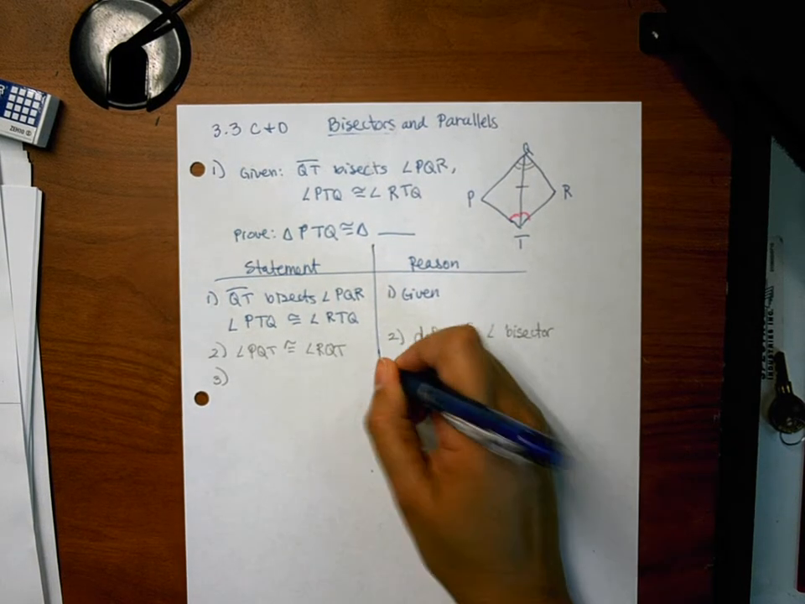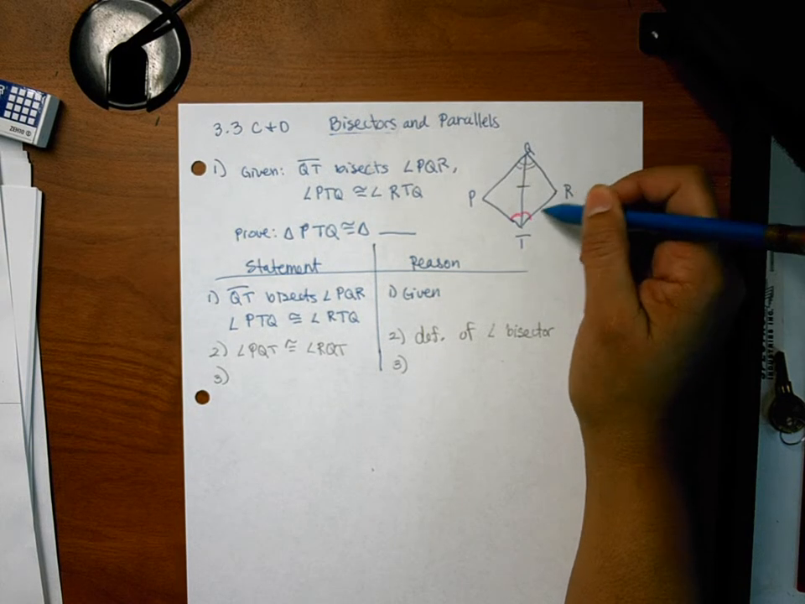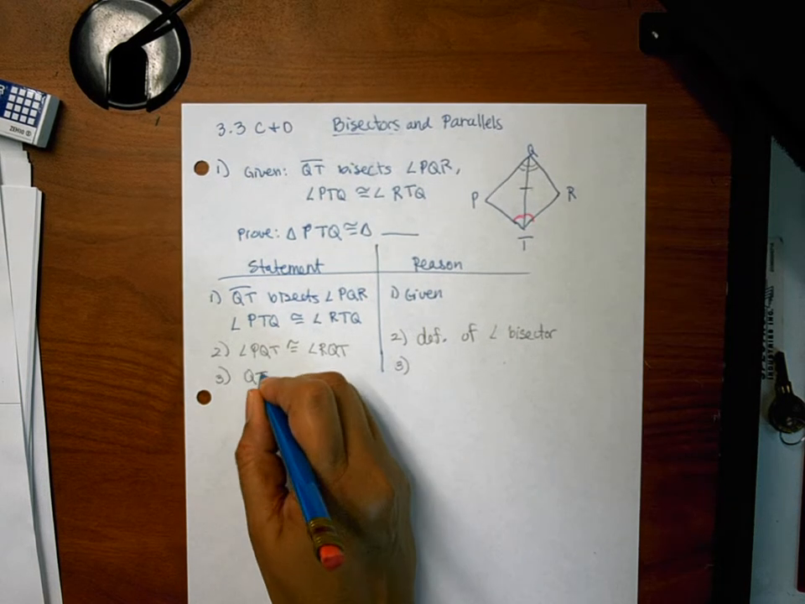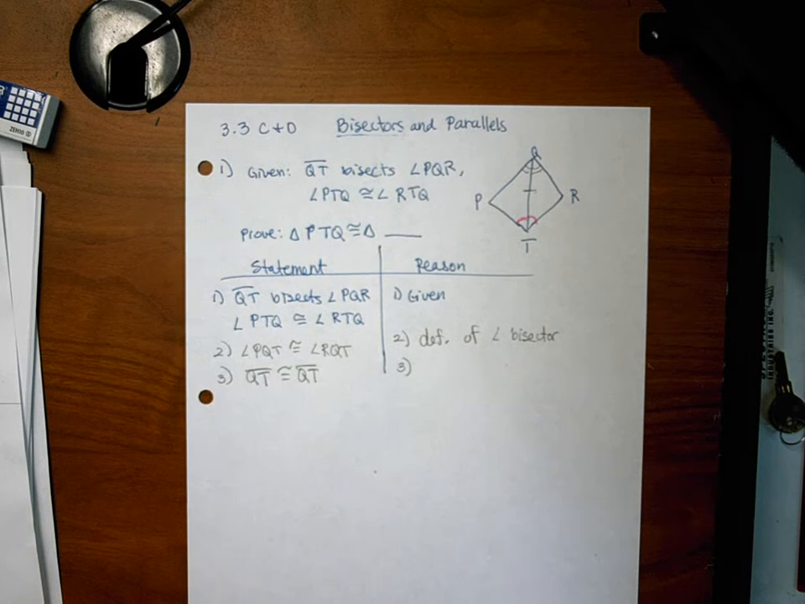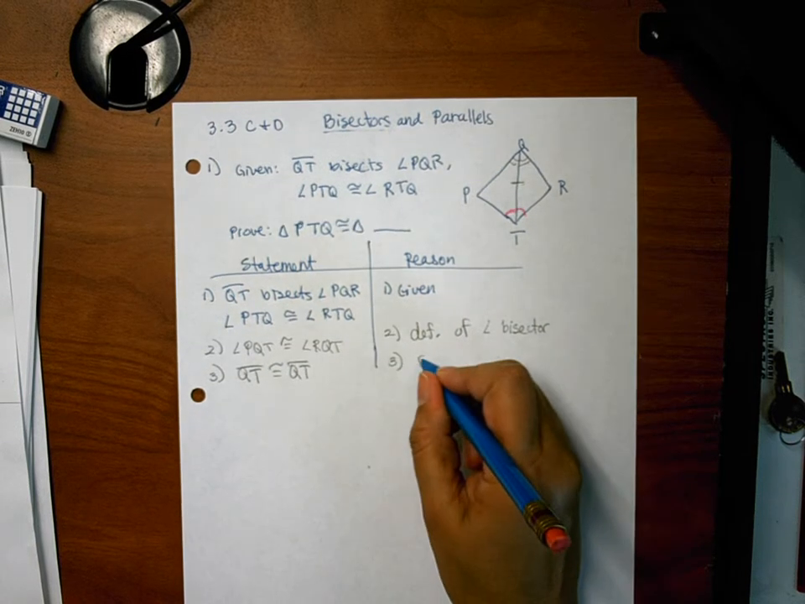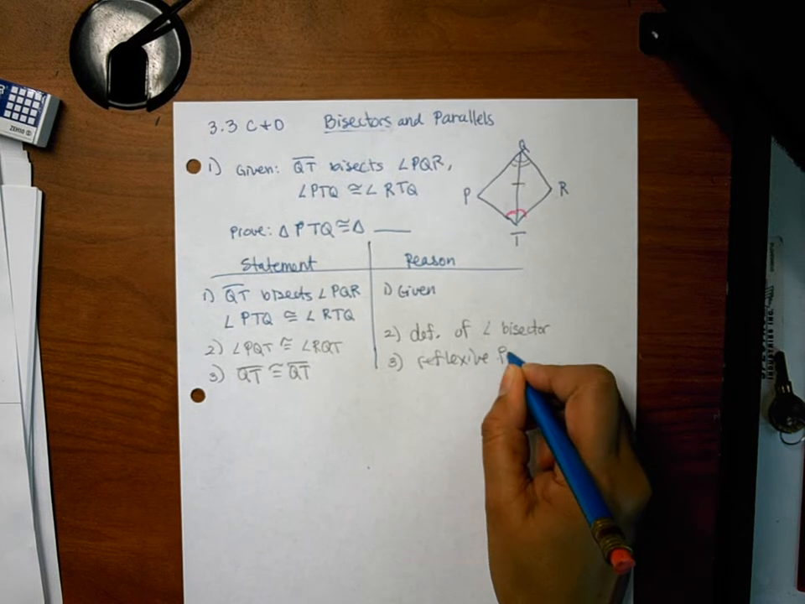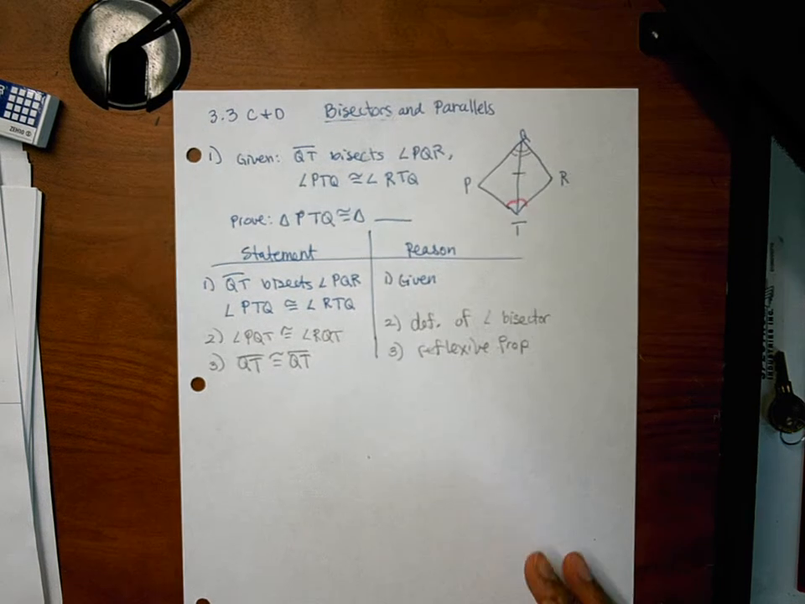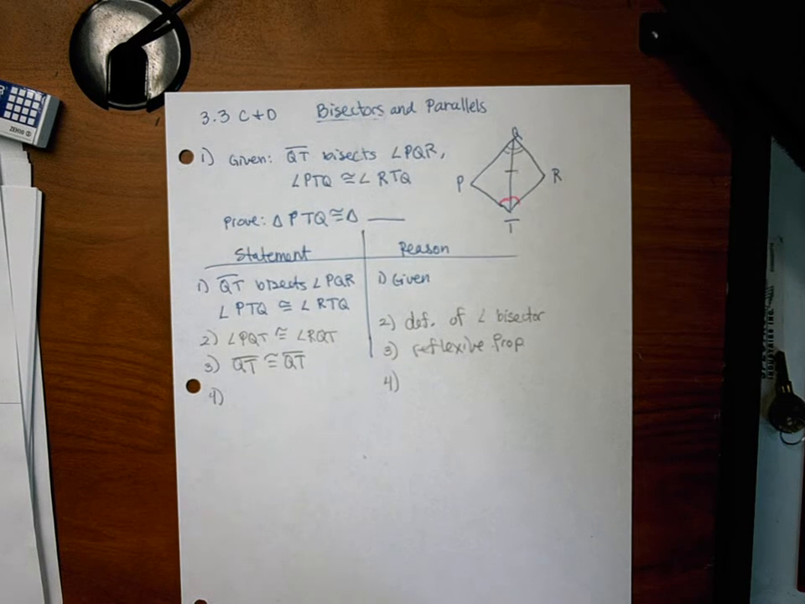All right, number three is not the ending yet because we don't have enough information to say the triangles are congruent just with these two sets of angle markings. I also need this side here, which is QT, is congruent to QT. That's a review from a previous lesson, and that's because of reflexive property.